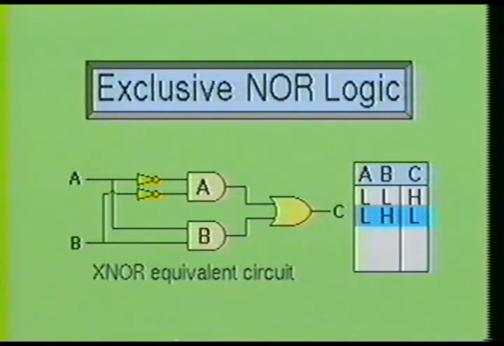Next, we will examine the condition of the exclusive NOR gate when a low is applied at input A and a high is applied at input B. The truth table shows that the output will be low.